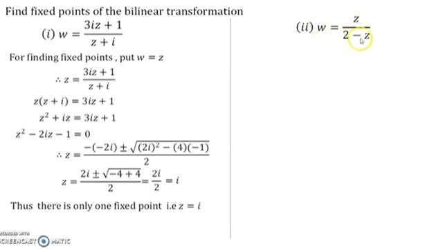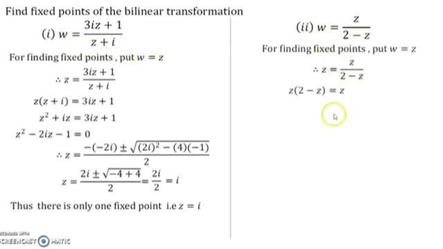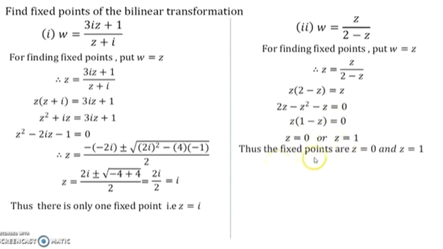Now, for finding the fixed point, we need to replace W with Z in the given transformation. After replacing it, I will get Z equal to Z by 2 minus Z. Next, after simplifying the quadratic equation, we will get the roots Z equal to 0 and Z equal to 1. We are getting more than one fixed point, Z equal to 0 and Z equal to 1. This is not parabolic type. So the given transformation's fixed points are Z equal to 0 and Z equal to 1.